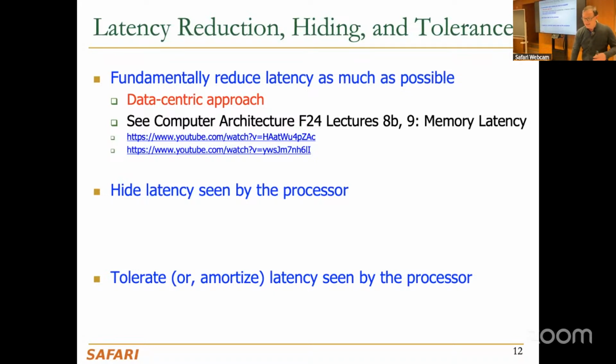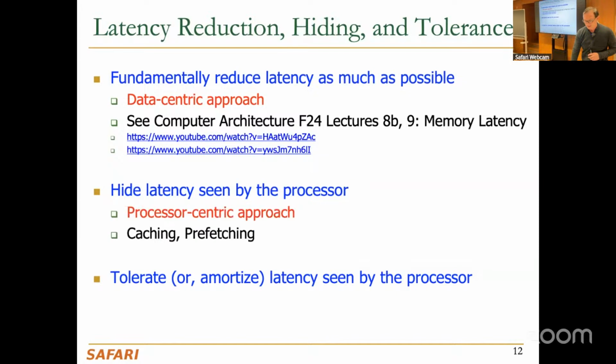The other technique is to hide the latency seen by the processor. This is a more processor-centric approach, because the latency is there, but you're trying to hide it as much as possible. So you do caching, for example. As long as you can fetch the data from a cache that is close by the processor, you don't see the latency because you're not accessing that part. You do prefetching, which we're going to talk about.